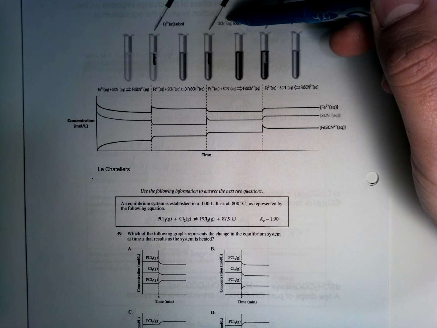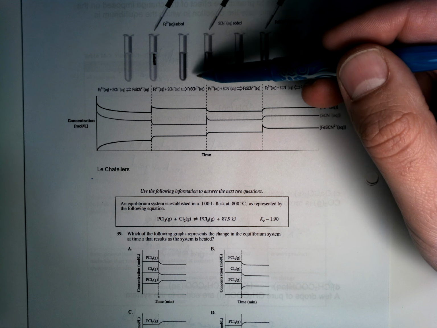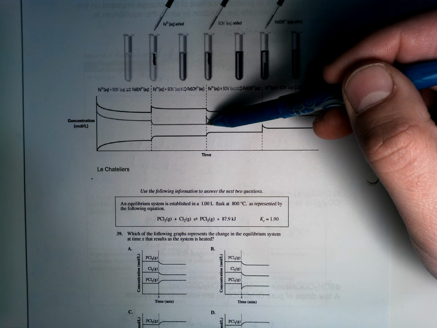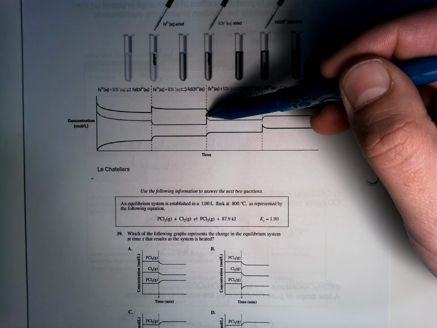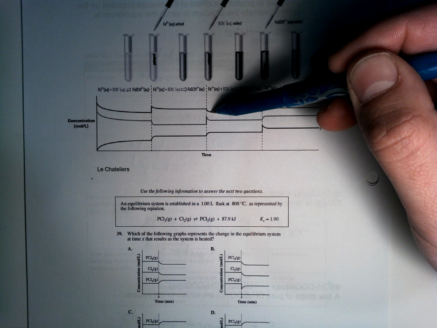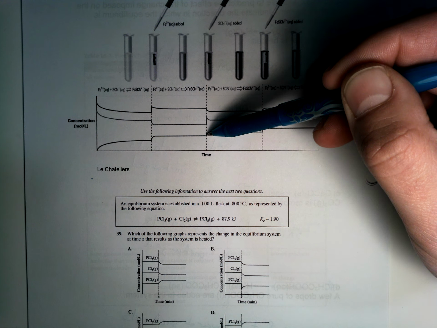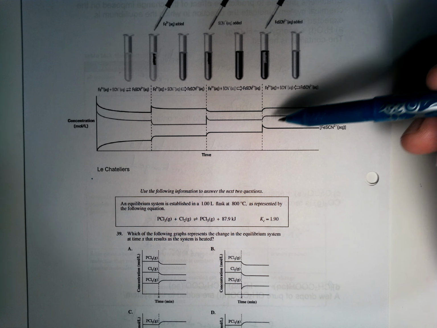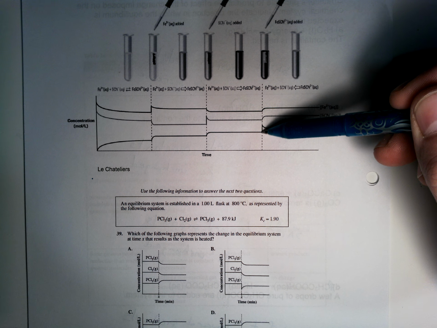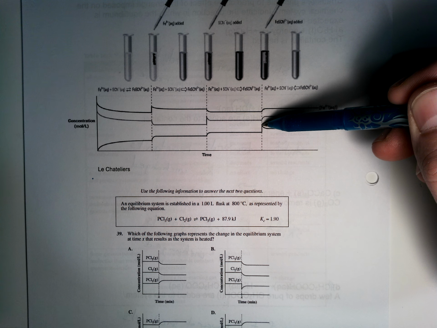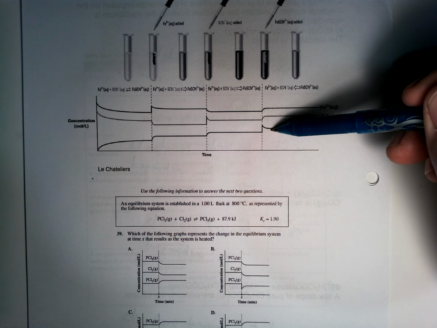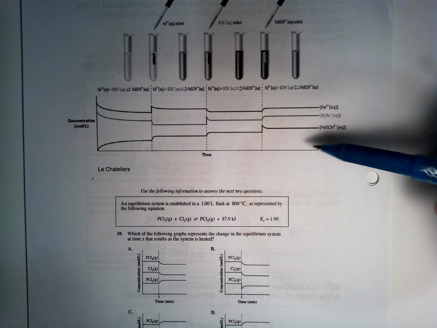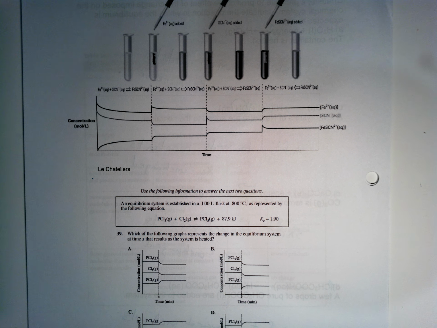Here, if we add more SCN minus, again it's going to cause a shift. We're adding more of it, which means we're going to use some more of our reactants to produce more products. In this one, we're adding more of our product. So if we add more of this, the straight line showing more, it balances out to produce our equilibrium. So it's going to reduce it and make more reactant over time.